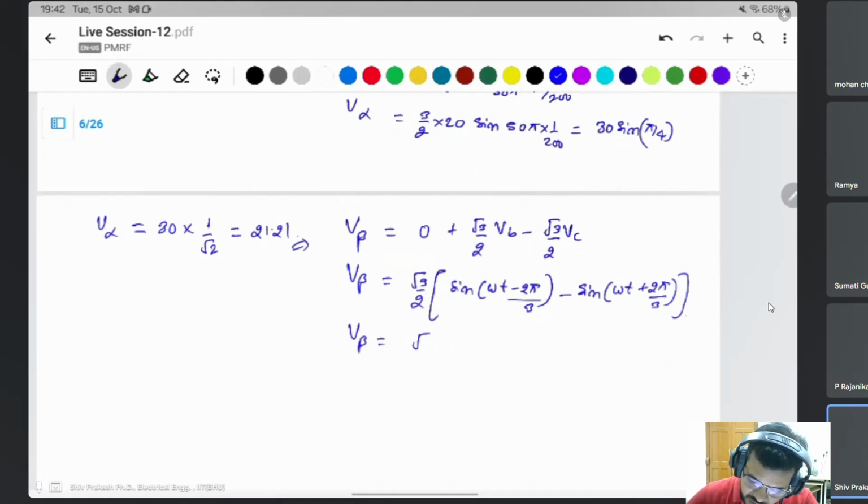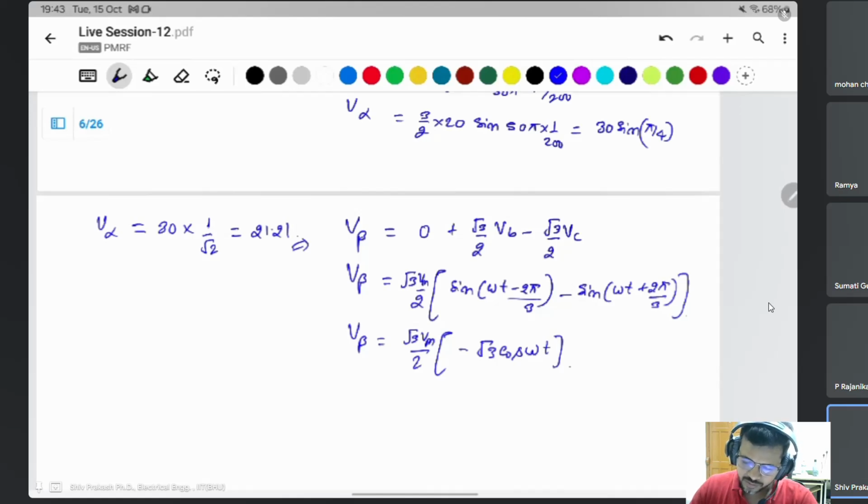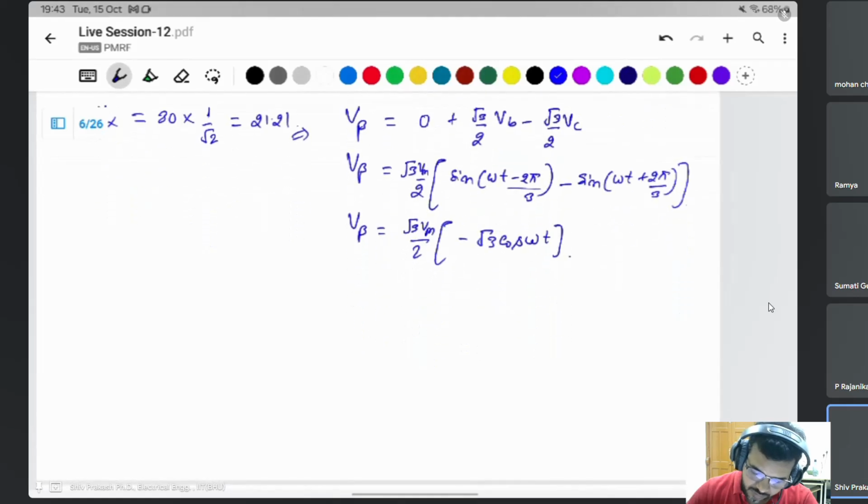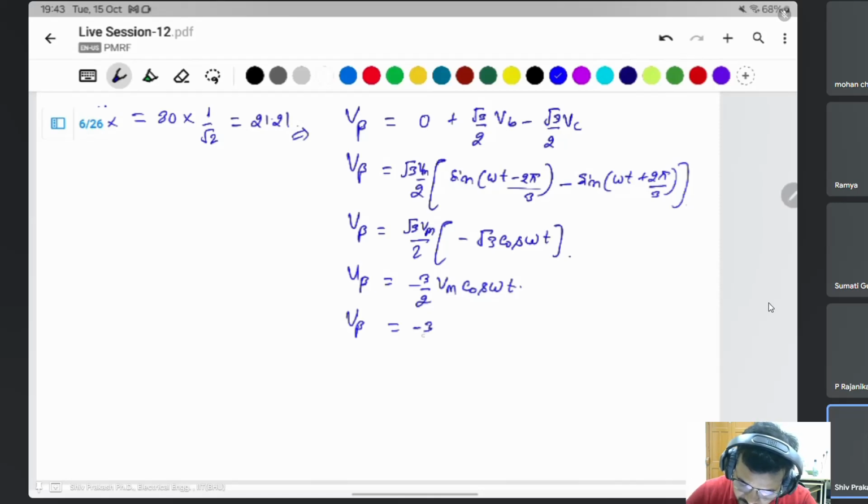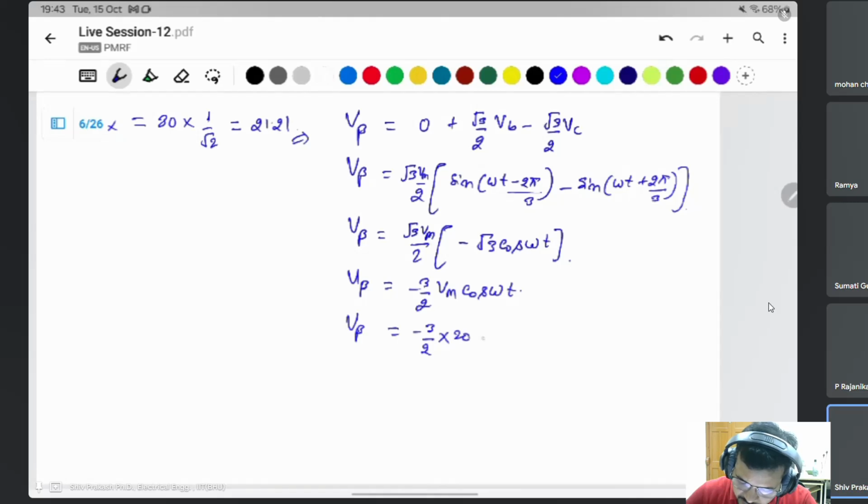To calculate this, use the same formula. Sorry, this will have the Vm also. We will get root 3 Vm cos of omega t. Put the value of Vm, omega and t, then we get the final numerical value. Vm is 20, cos pi by 4, same omega t will be pi by 4. So it will be the same value, 1 by root 2. Then V beta is the same but minus 21.21.